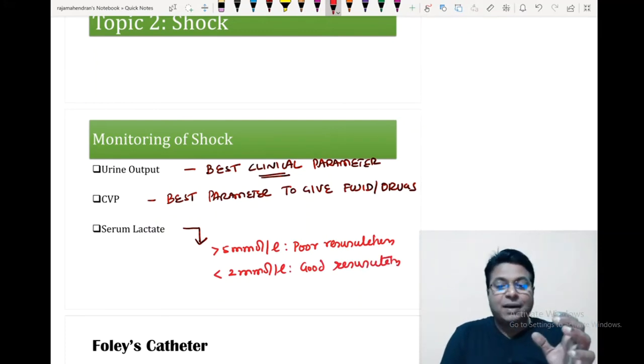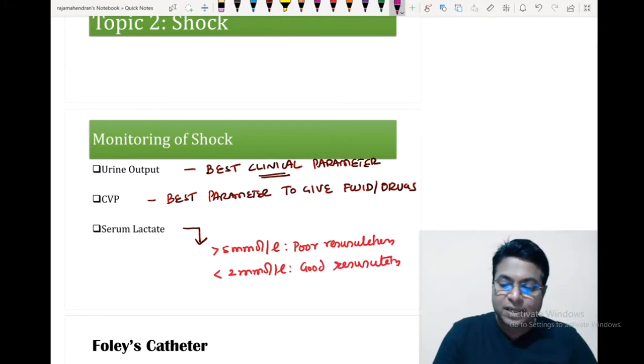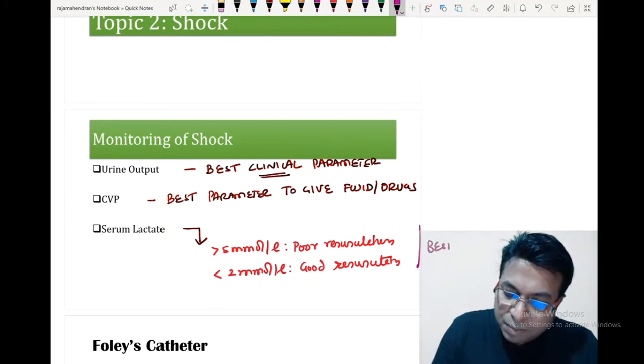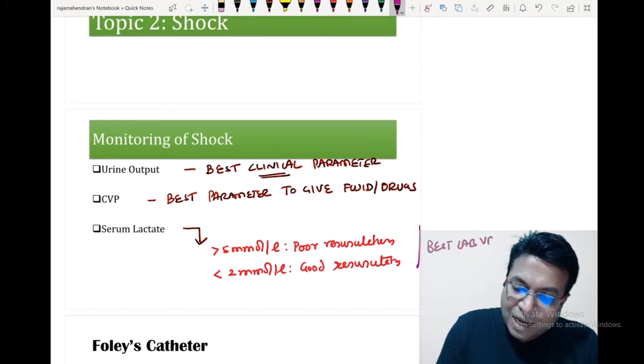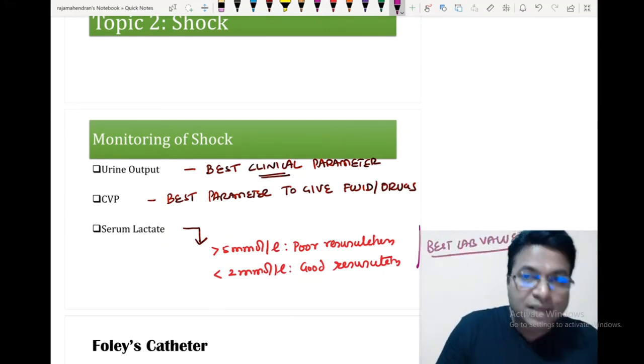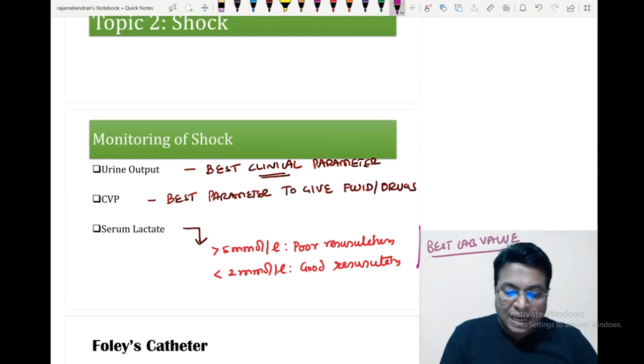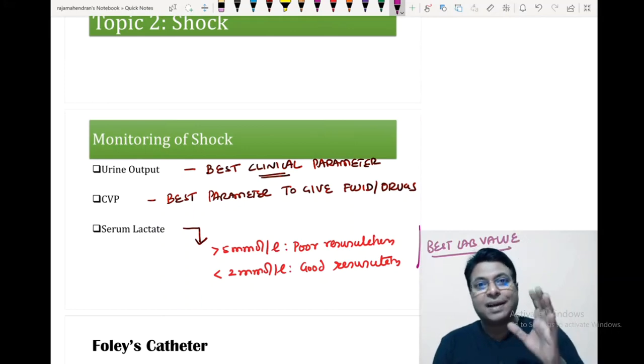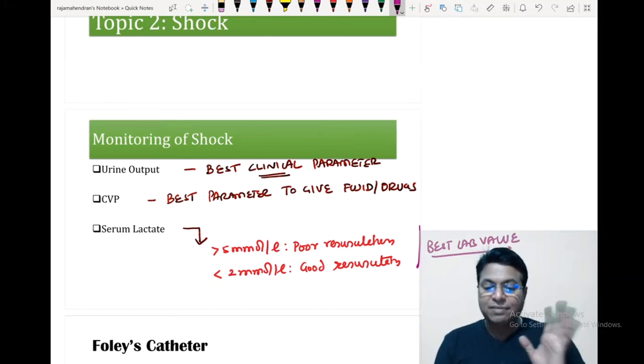So the best lab value to know the shock is serum lactate. So please remember the 3 questions. Best lab value to monitor the shock is serum lactate. Best clinical parameter is urine output. Best parameter to give fluids and drugs for a shock patient is CVP.